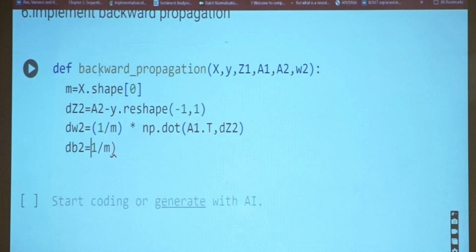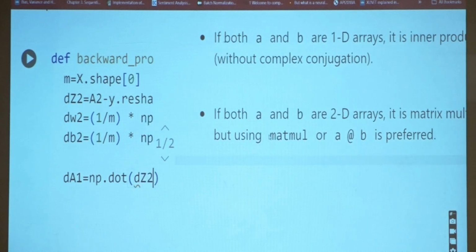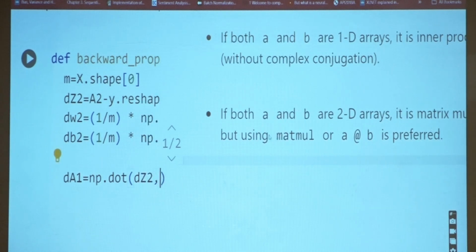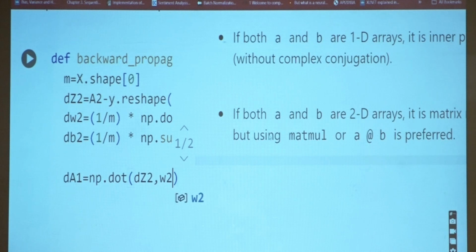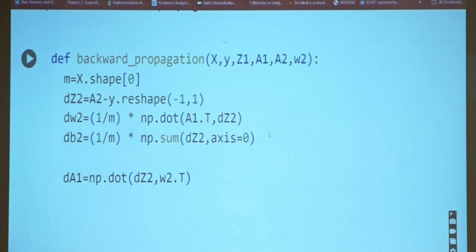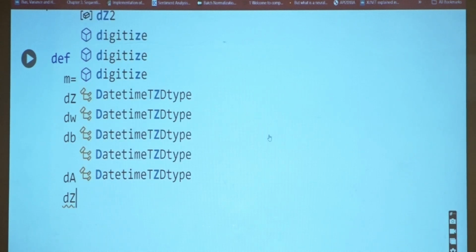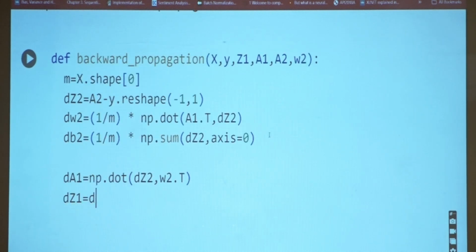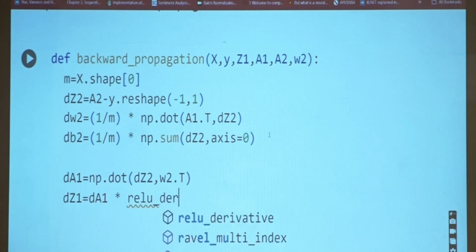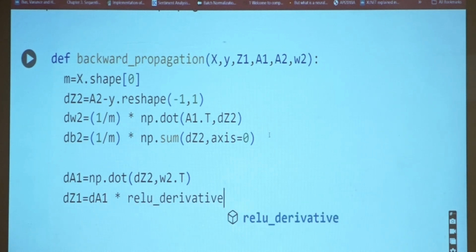Please understand what is dz2, what is m, what is dz1, what we are doing, and how we are passing each and every parameter onto each variable. Did you understand what is m? The total number of samples, which is nothing but the shape of x. Next, what is dz2? Derivative of what? Output to hidden, right? dz2 is nothing but a2 minus y dot reshape. Why am I doing reshape here again? Because I want my y also to be in a column.